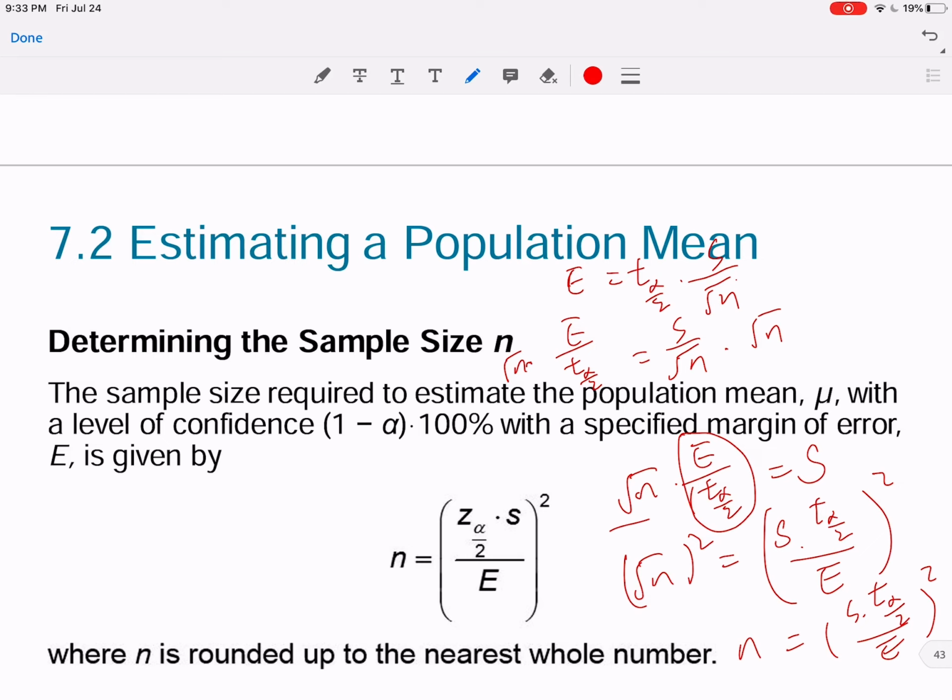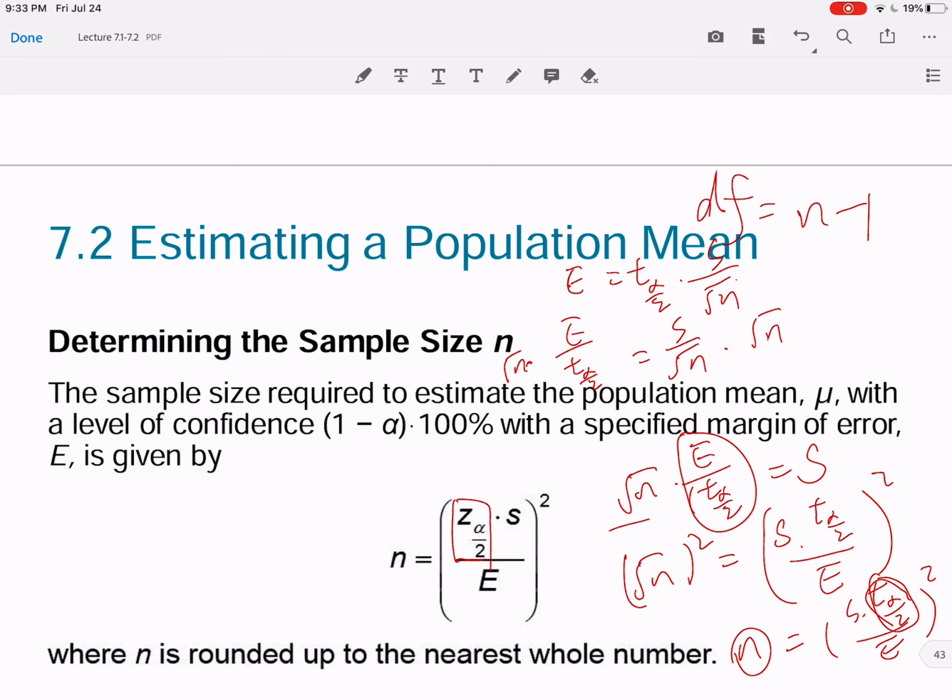And n is equal to s times t sub half alpha over E, and then squared. Now, what's the problem over here? We need the t. We are looking for the sample size n, but what we need is the t value. If we don't have n, we don't have n minus 1, which is the degrees of freedom. Which means if we don't know the sample size, there's no way we can get the corresponding t value here. So we cannot find the t value. But we're going to use z sub half alpha to replace the t sub half alpha here, to get the approximate sample size we need.